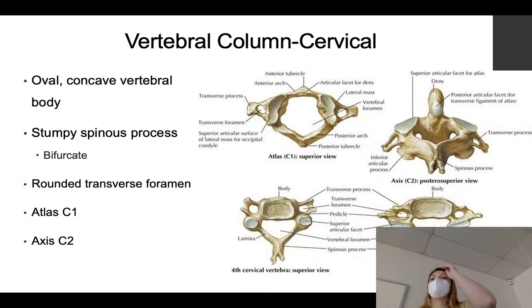So what is unique about these is C1 doesn't really have a spinous process. It has a very large vertebral foramen because this is where kind of the brain stem is coming out of the skull and thinning out to become the spinal cord. So it needs a bit more room. And you can see we have very large superior articular processes because it's sitting on the skull.